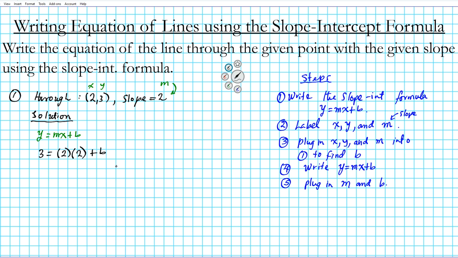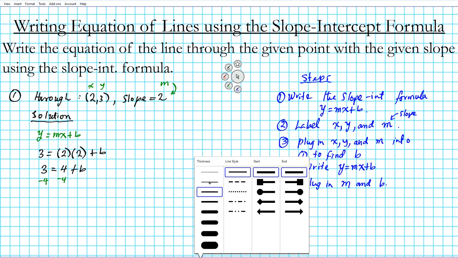So now we're going to find b. That's the goal here. Alright, so we have 3 equals 2 times 2 is 4, 4 plus b. To get b by itself, you simply subtract 4 from both sides of the equation.